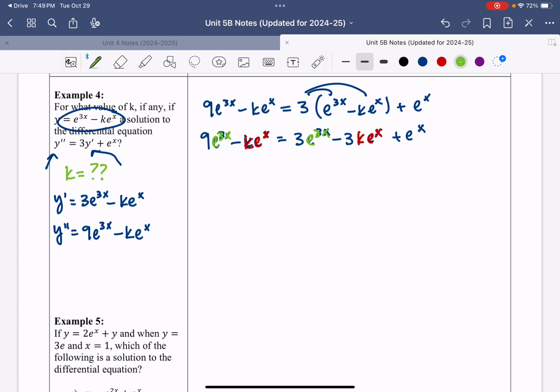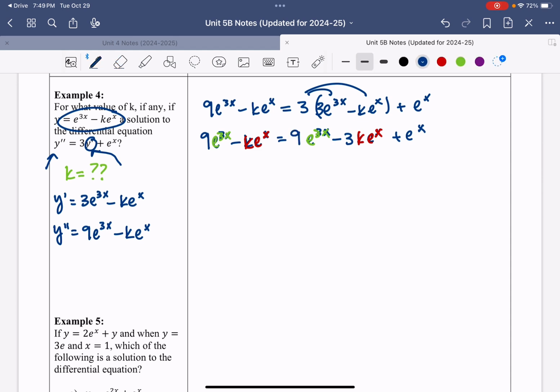Okay, so let's try to get, let's see. I feel like I'm missing something. Oh, okay, hopefully you caught it. In this place, I should have put y prime, and I only put y. So this needs a 3 as well.